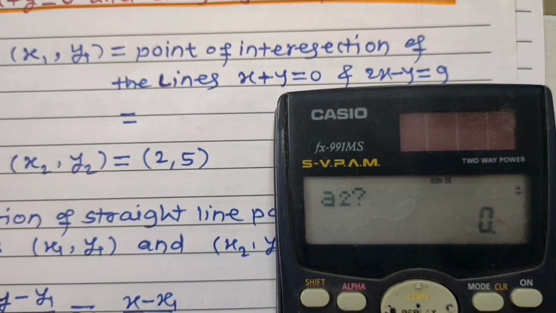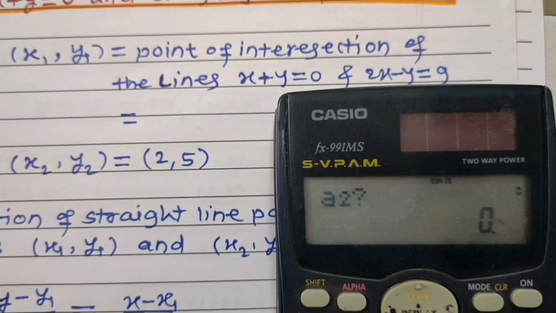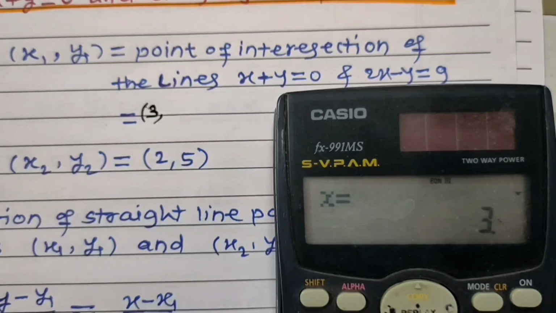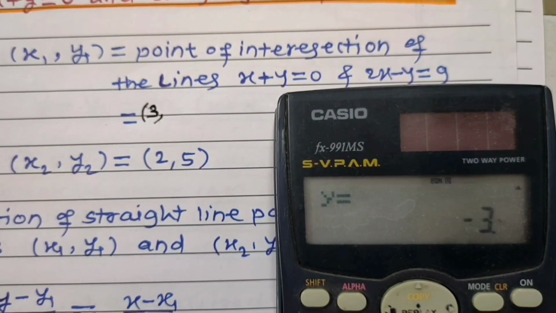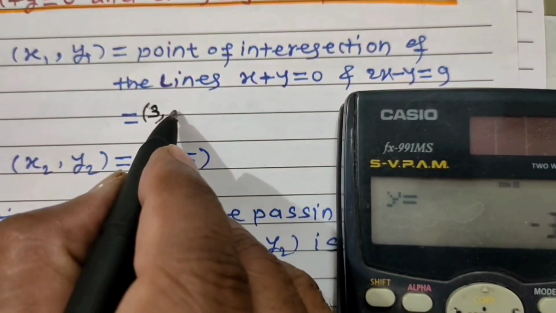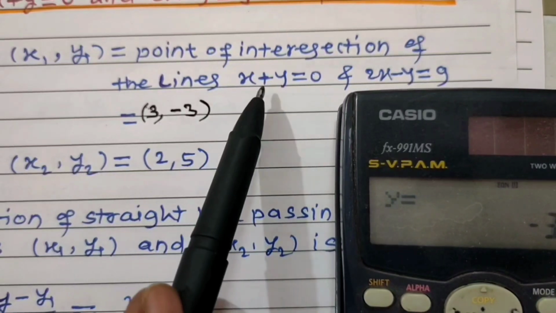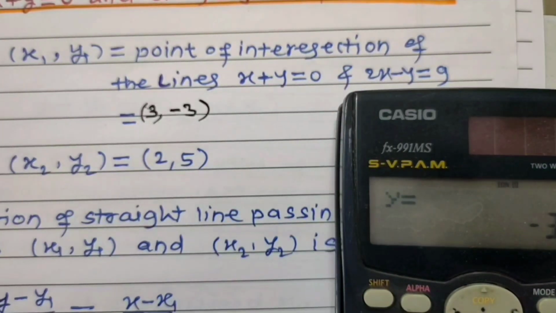Now a2 means the coefficient of x of the second line, which is 2, equal to b2, the coefficient of y of the second line, which is minus 1, equal to c2, the constant term appearing on the right hand side of the second equation, which is 9, equal to. The x coordinate of the point of intersection is 3, and now again equal to, y is equal to minus 3. So (3, minus 3) is the point of intersection of the two lines x plus y is equal to 0 and 2x minus y is equal to 9.